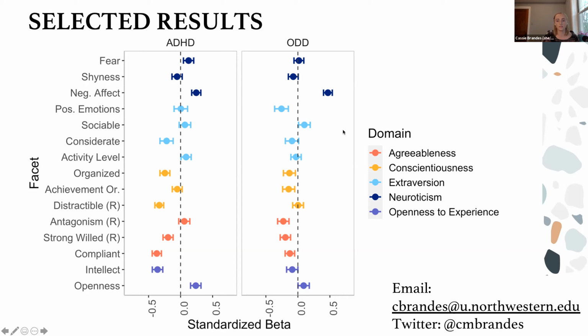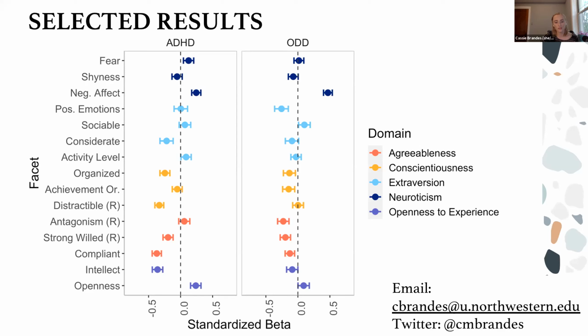each disorder does have a different set of facets that uniquely contribute to it. As you can see within extroversion, while ODD is specifically associated with low positive emotionality, ADHD is specifically associated with a different facet from extroversion, which is called considerateness. It's like thoughtfulness. We can see a similar thing going on with conscientiousness as well, where being organized and being attentive, or low on distractibility, tend to uniquely predict ADHD, but this is not the case for ODD. It's a similar sort of story if you look at the facets of agreeableness and the facets of openness.